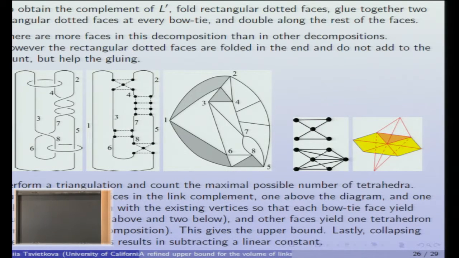Where you have these things, you get 10, and here you get a better count. Of course, later you collapse those two artificial vertices, one from above and one from below, and this collapsing will result in subtracting a linear constant from your bound. So this is really a mix of ideas that were around before, and it seems like a very natural mix. Any questions?